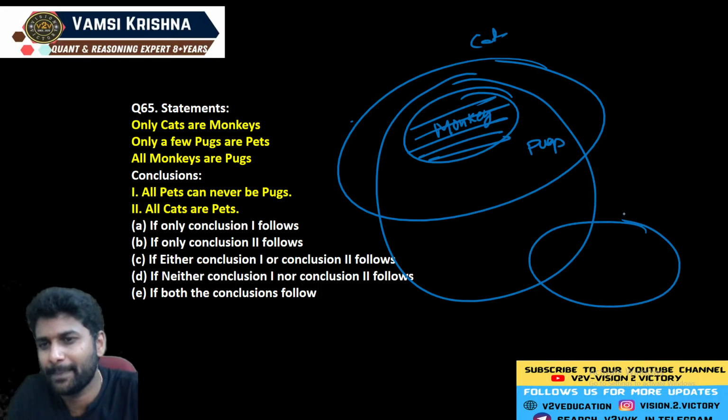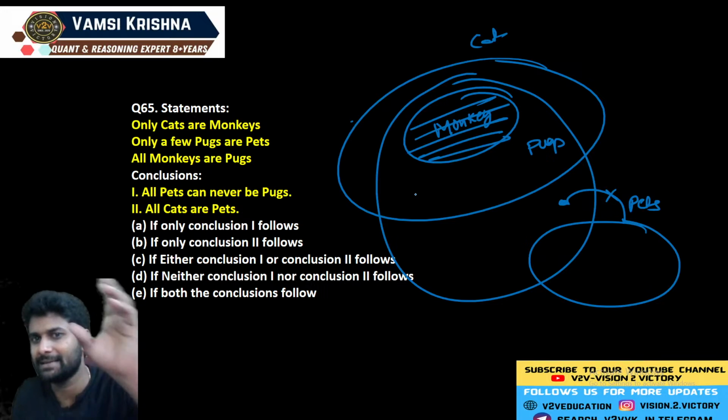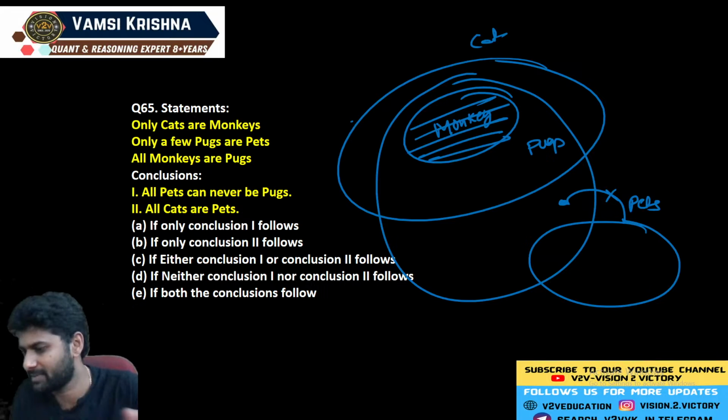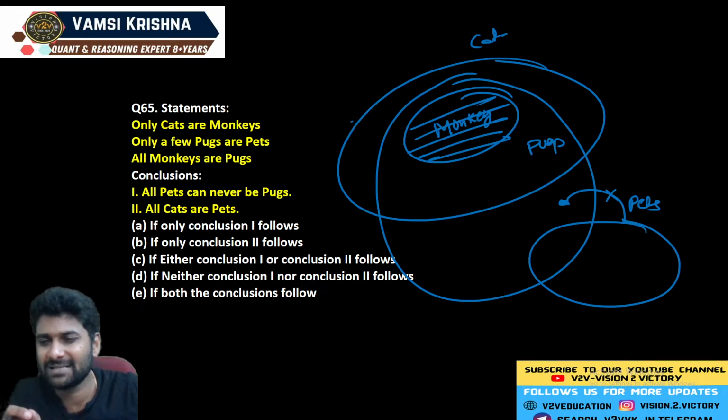Only few pugs are pets. Guys, represent the information carefully. Remember, you can't place monkey into any other parameters. Remember this point: all pets can never be pugs. Guys, all pets can never be pugs. It's an invalid conclusion, guys.